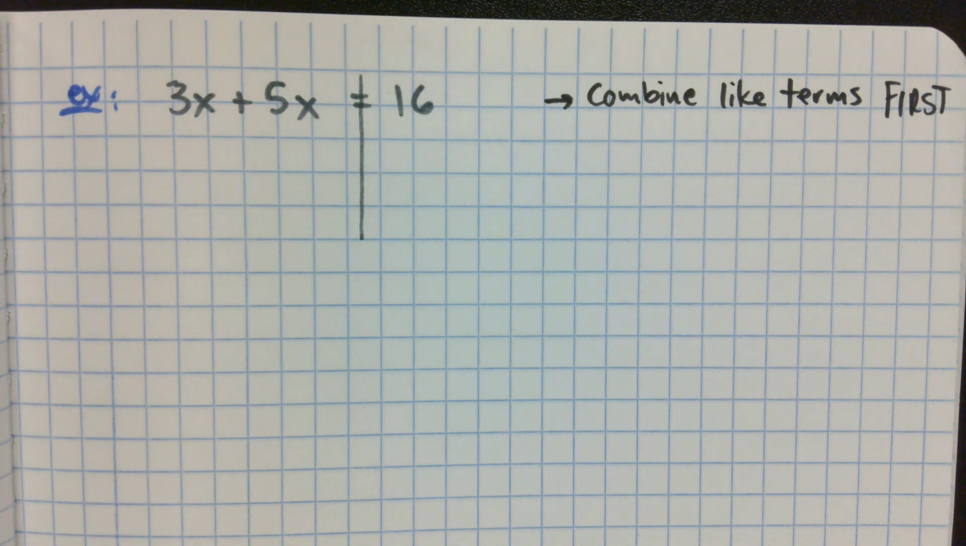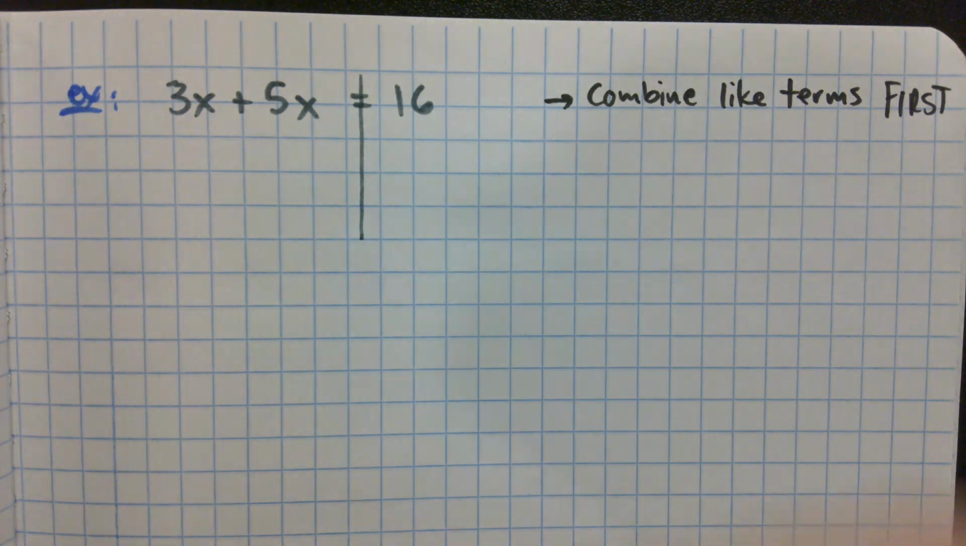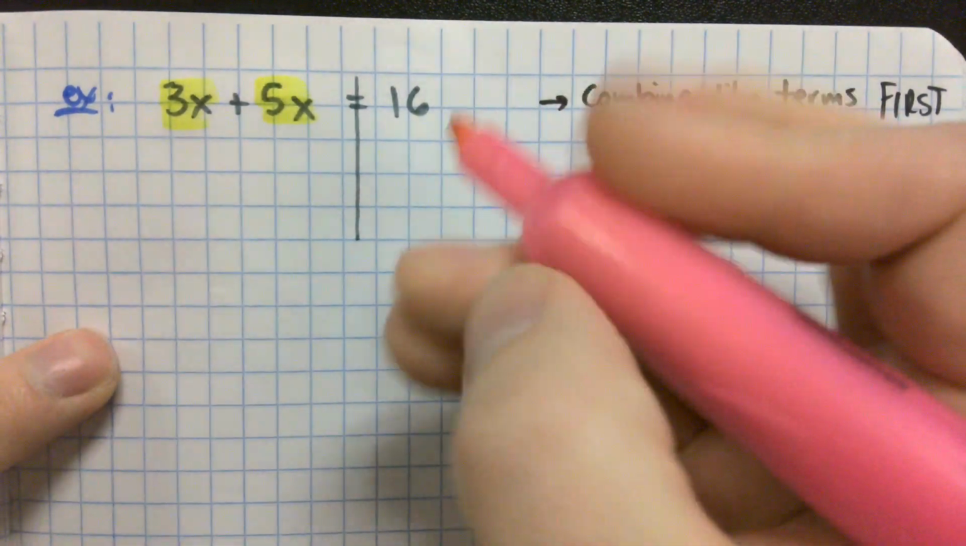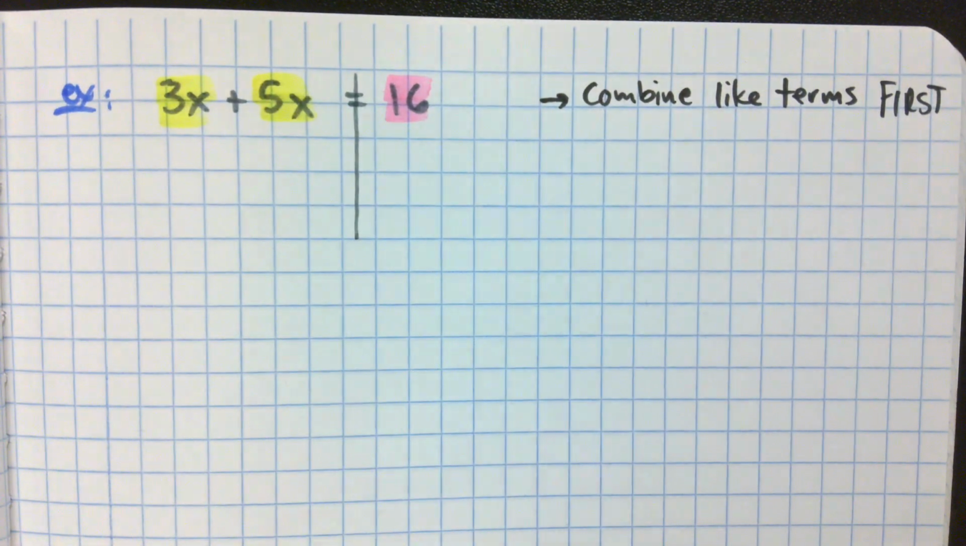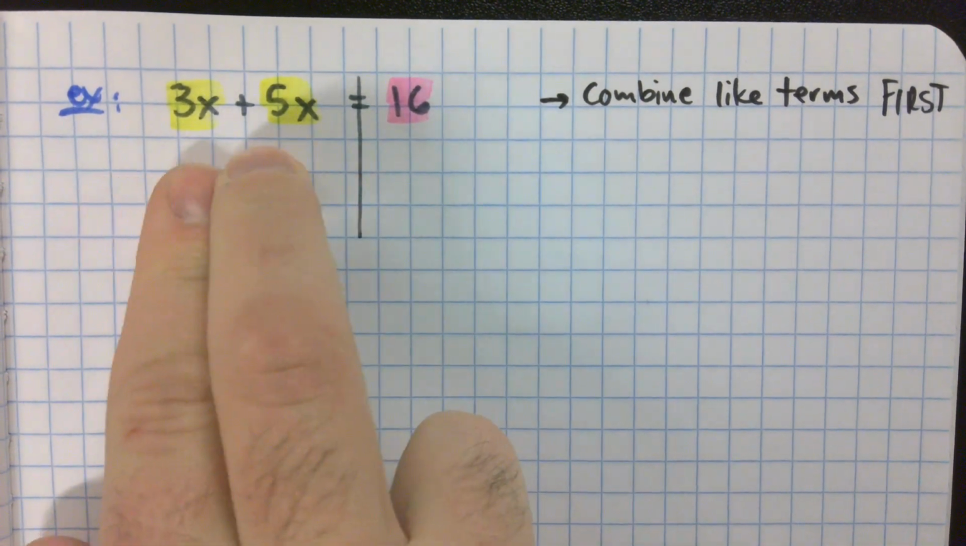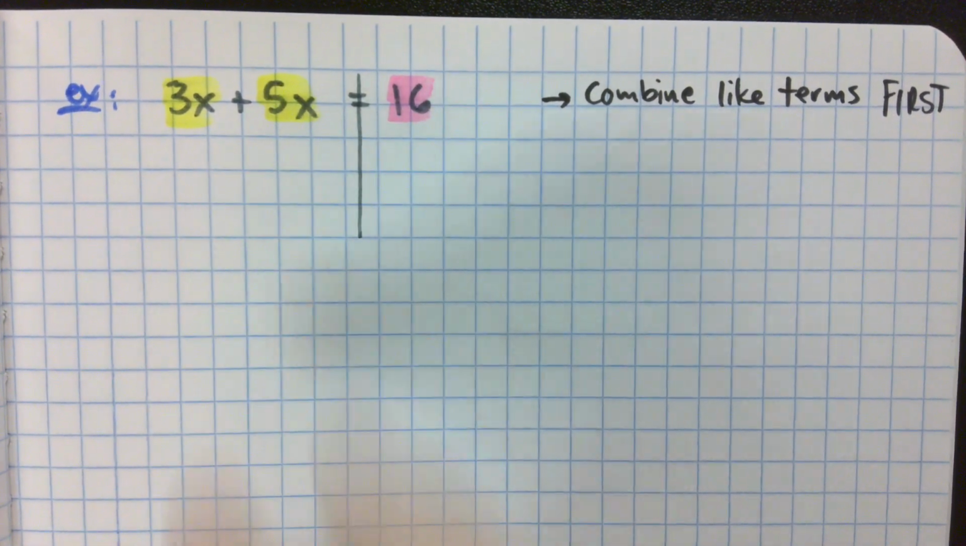Which of those three terms is our variable term? 5x and 3x. What's my constant term here? 16. So our variable terms, mine are in yellow. Our constant term is in pink. This is so that we can visually see what we can combine and what we cannot combine. We can only combine two terms of the same color.